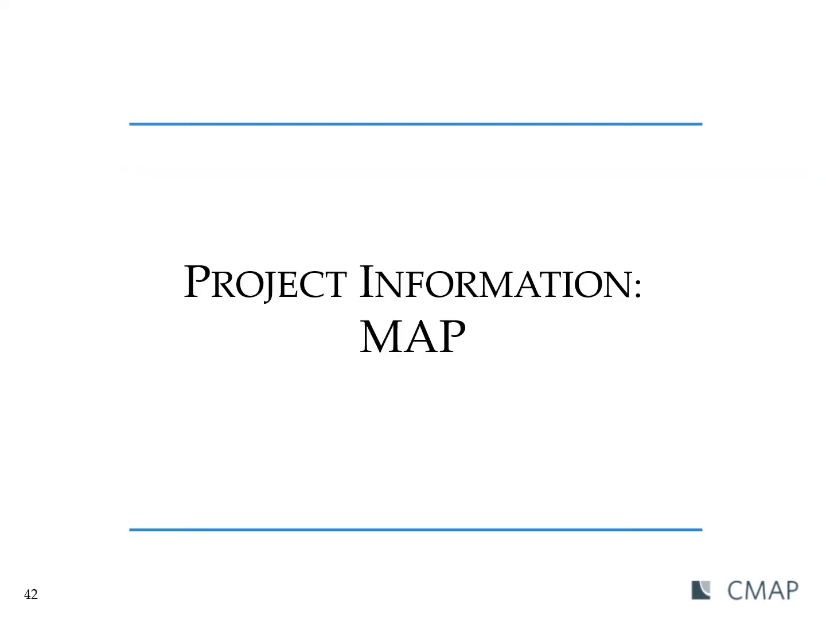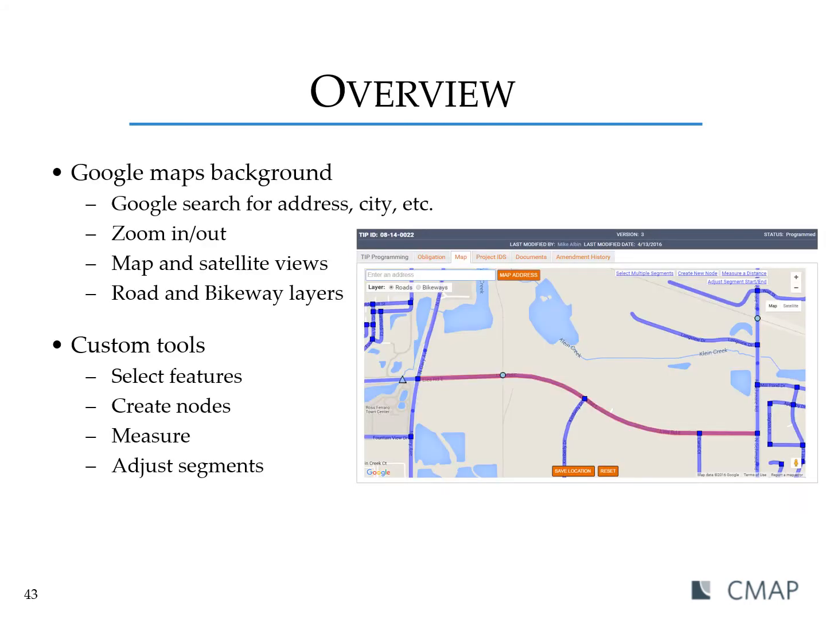The next tab that is part of the TIP programming form that we're going to discuss is the map. So the map is powered by Google Maps. It has both a map and satellite view, as well as road and bikeway layers. And then it has some custom tools that we'll walk through, like selecting features and creating nodes.